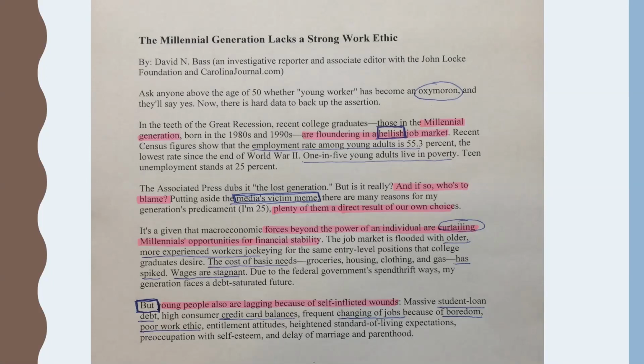Some boxes have been used to indicate how the author feels about something. So if you read this sentence, it says millennials born in the 1980s and 90s are floundering in a hellish job market. Hellish gives us an idea of how the author feels about the job market. Hellish indicates it's a pretty tough job market out there. So millennials are having a hard time finding a job.